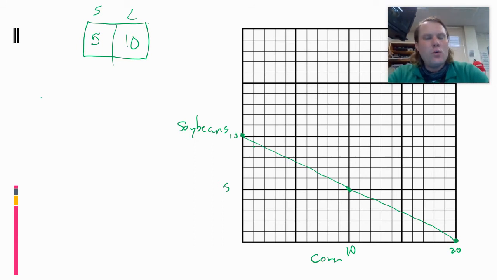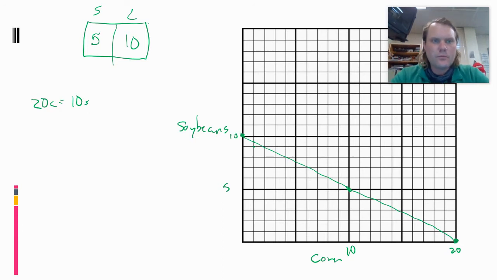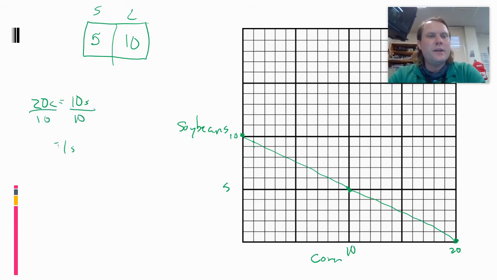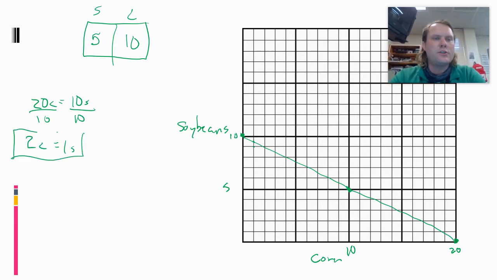Okay. So the way that we do this is we take a really simple equation. So we've got 20 units of corn is equal to 10 units of soybeans. All right. And we're going to solve for each variable here. Let's solve for soybeans first. 10 divided by 10. So we've got one soybean equals 2 units of corn. I'm going to put a box around it so I know that that's my answer. Okay. And then I know that that's what you're trying to show me.